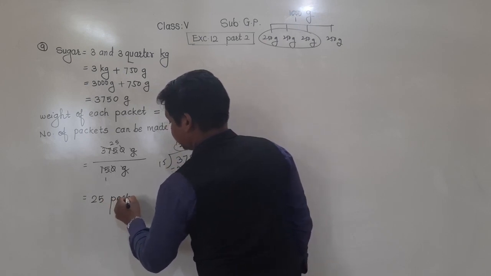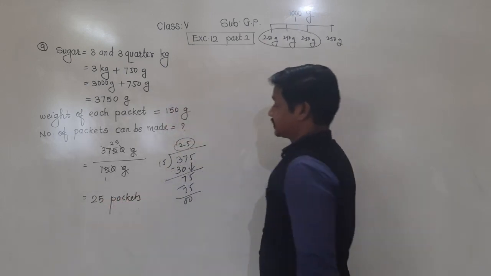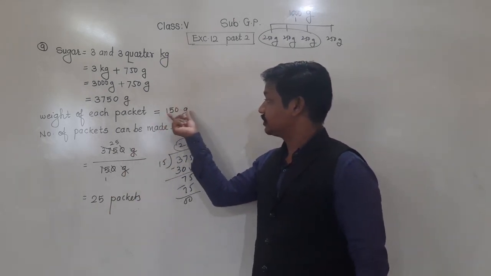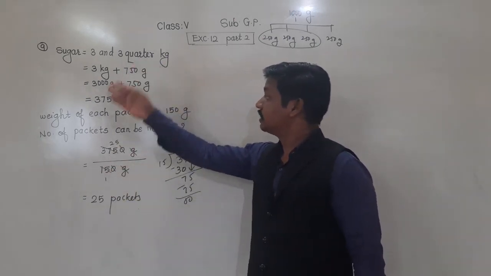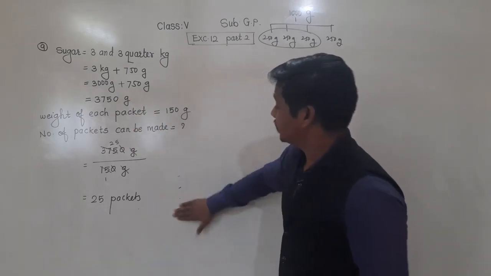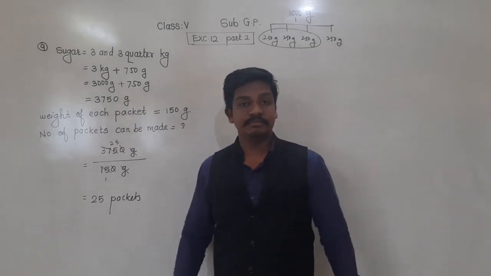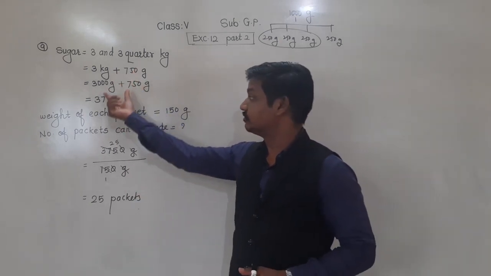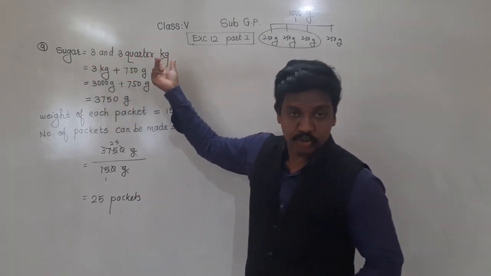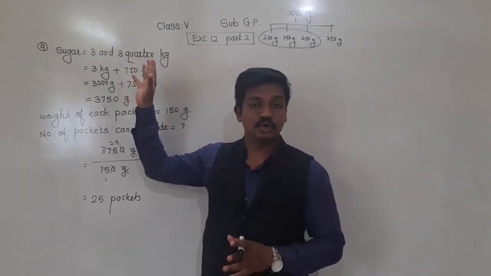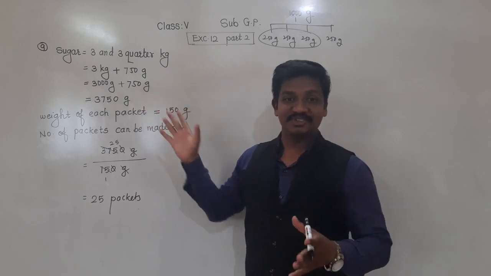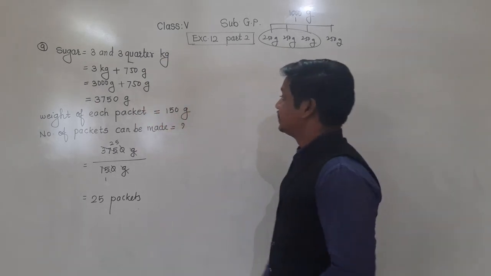How many packets can be made? 25 packets. If you want to check your answer, you can multiply the weight of each packet by 25, you will get 3750. So in this problem the important part is this conversion. The total weight of the sugar is given as 3 and 3/4 kg, but you must understand how much that means.